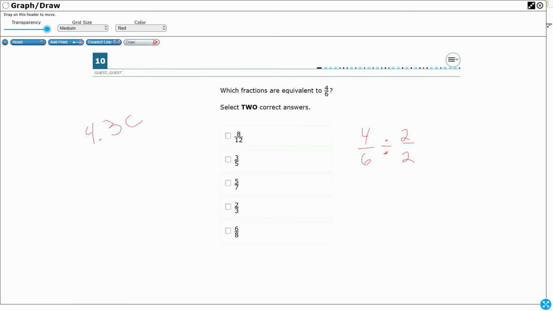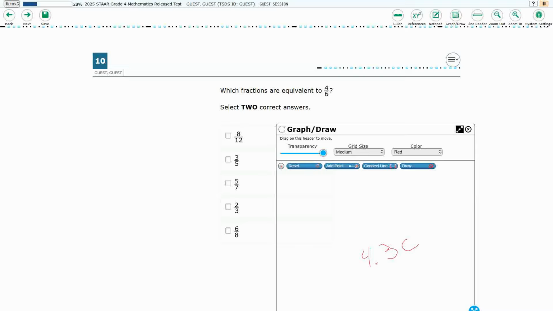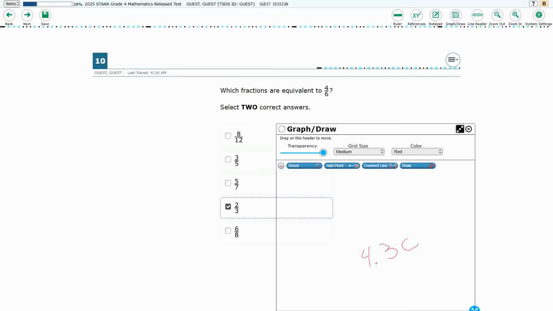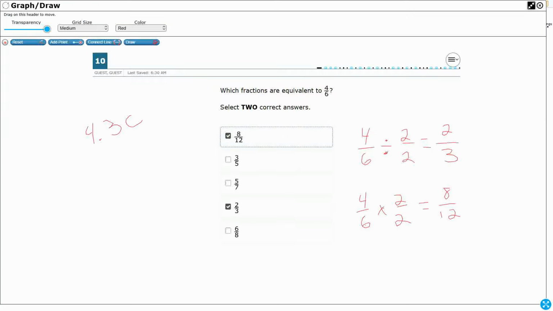So when you multiply or divide by 1, you're not changing the fraction, you're just making it look different. 4 divided by 2 is 2. 6 divided by 2 is 3. So I can get 2/3. That's as small as I'm going to be able to get. So what if I took my 4/6 and I doubled it? So let's just go simple. Let's just double it. So that's going to be 4 times 2 is 8. 6 times 2 is 12. And there we go. Those are 2 equivalent fractions that are available there. Obviously, there are an infinite number of equivalent fractions that you can keep multiplying by 3s, by 4s, by 5s, and whatnot. But typically, we're not going to get that big.